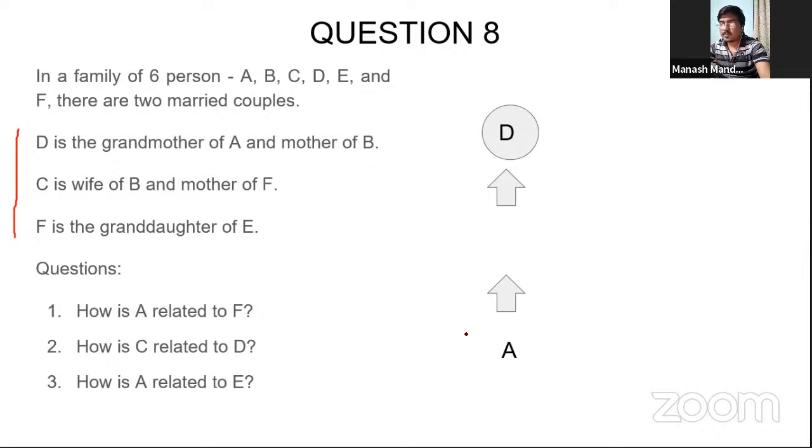So D is the mother of B, right? So B will be here in the middle. Now I have made a box here. Why have I made a box here? Because of the second hint. The second hint is C is the wife of B.